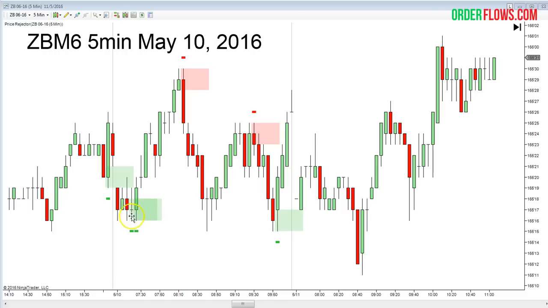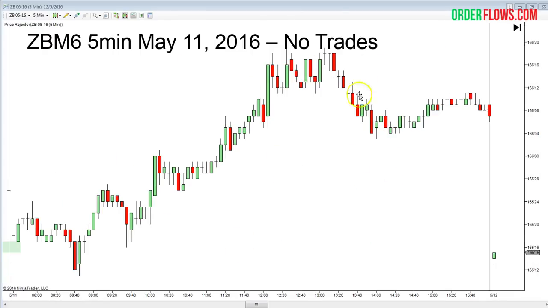You get your buy signal. I like it when you get them bunched together like this, one right after the other, and you get a nice move straight up to a sell signal, a nice move straight down, another sell signal down, then another buy signal up. This is the next day here, the 11th. The 11th, unfortunately, there were no trades that day.